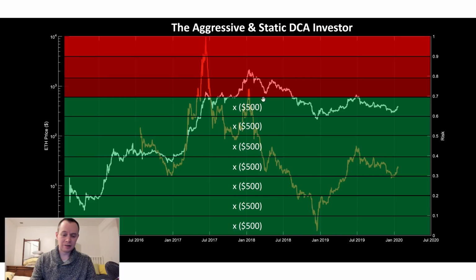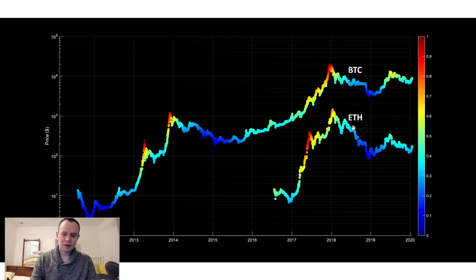So this is an aggressive dollar cost average investor, meaning you're buying even into high risk levels, and you're just putting in the same amount every single month.